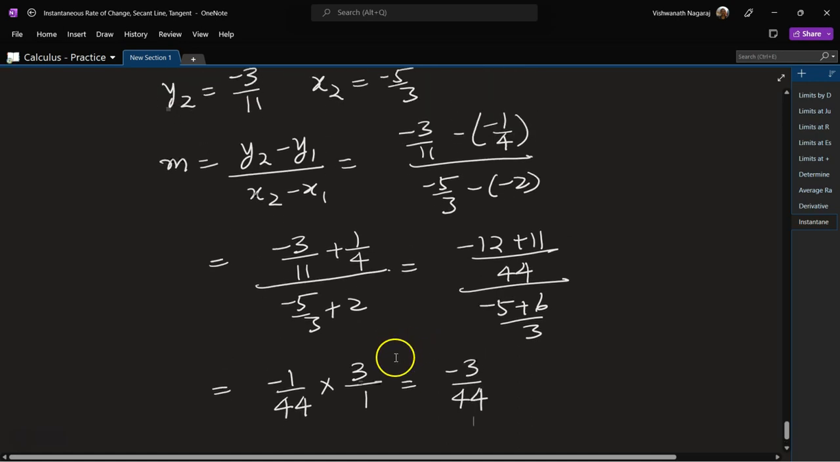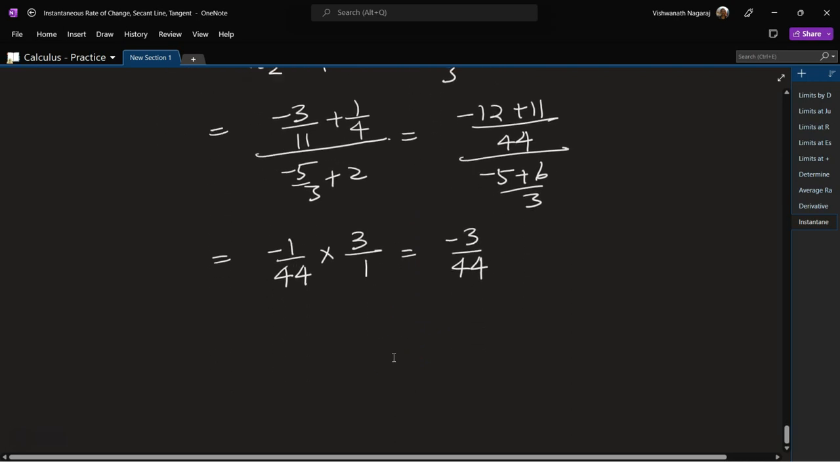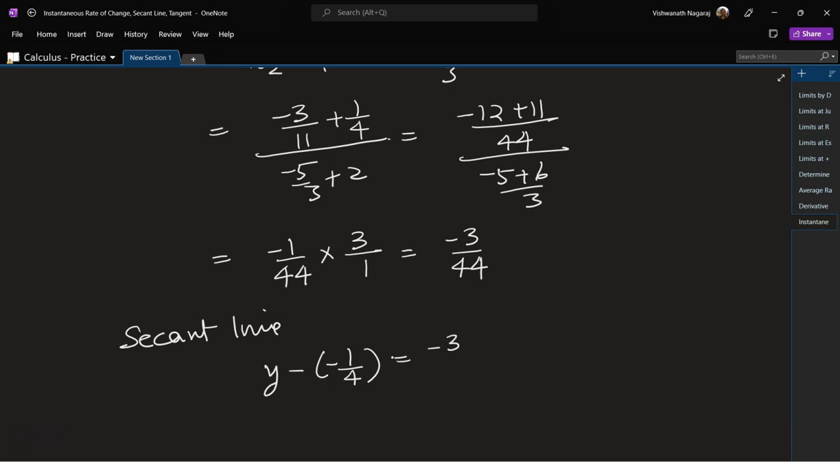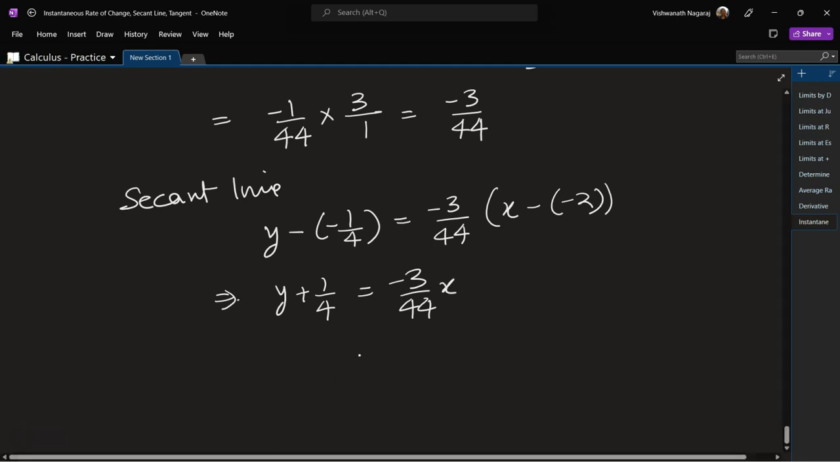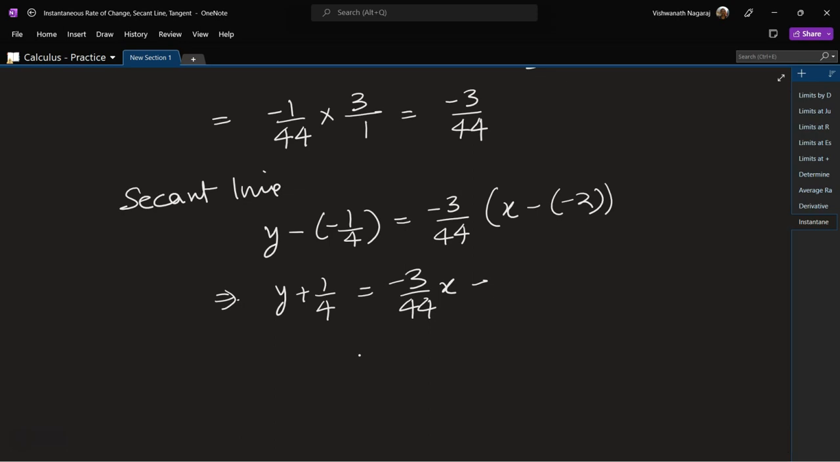So we have the slope and we have 2 points. We can choose any one point. So our secant line would be y minus minus 1 by 4 is equal to minus 3 by 44, the slope, times x minus minus 2. Okay, this gives us y plus 1 by 4 equals minus 3 by 44 x plus 6 by 44. Let's actually leave it as 6 by 44.